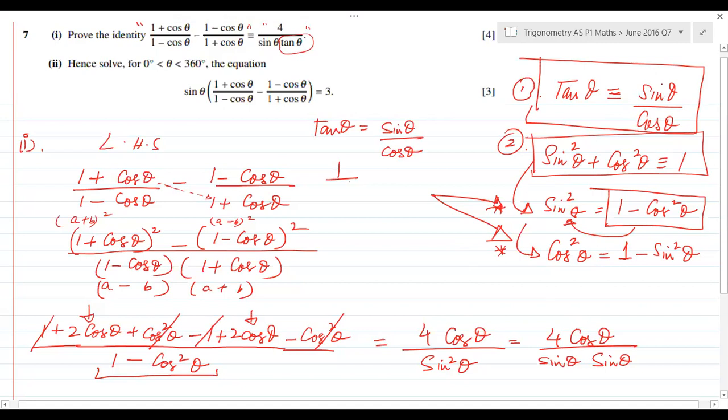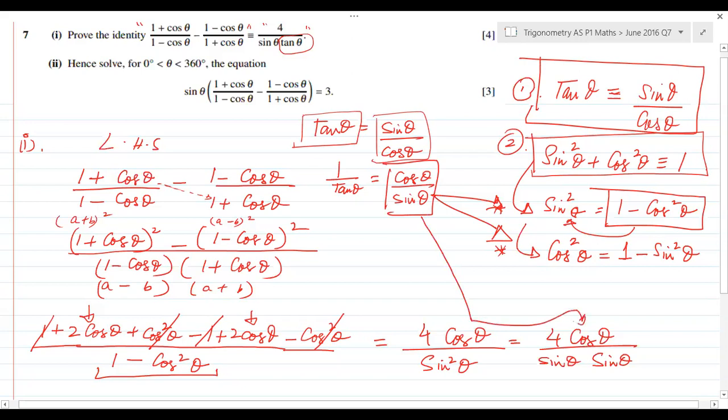So what is 1 over tan theta then? 1 over tan theta would be the reciprocal of this, because I'm taking the reciprocal of this side, so I need to take the reciprocal of the other side, which is going to give me cos theta over sine theta, which is what I have over here. Cos in the numerator, sine in the denominator. So this cos theta over sine theta will be replaced by 1 over tan.